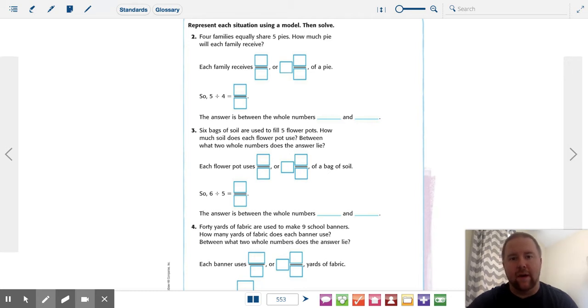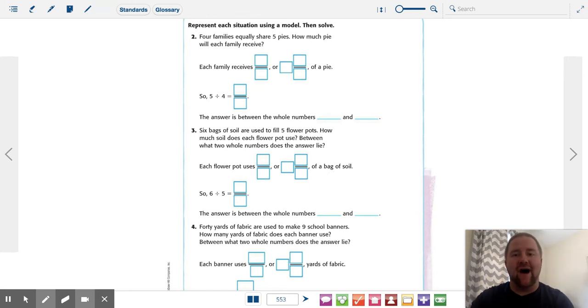So what do I mean by that? Let's look at an example on here, number 2. It says 4 families equally share 5 pies. How much pie will each family receive? What we have to remember is that our numerator is going to be the object that we're sharing or the object that we're splitting up, right?